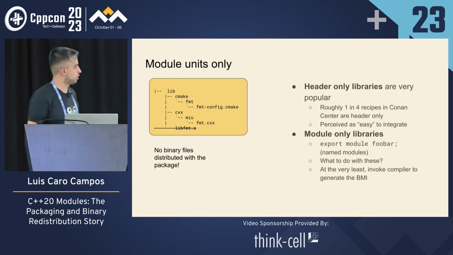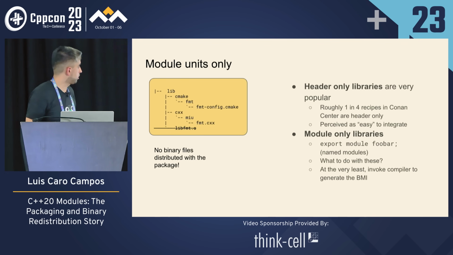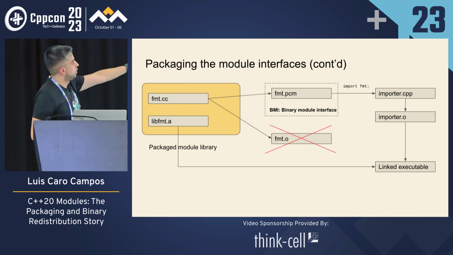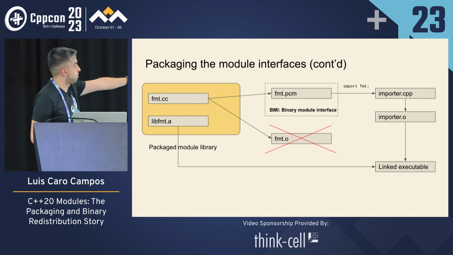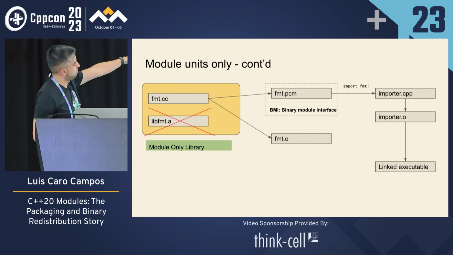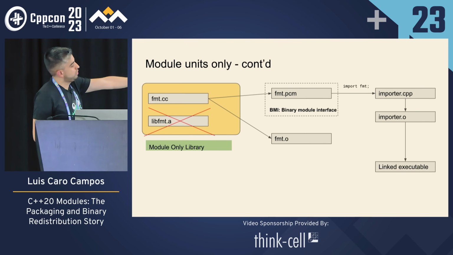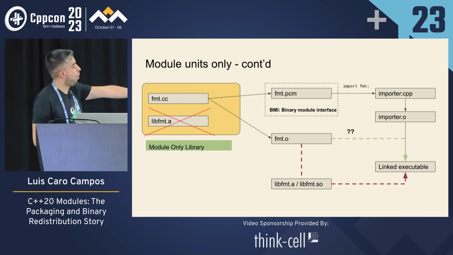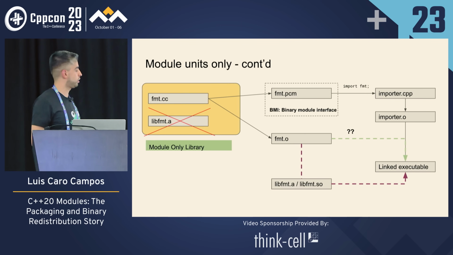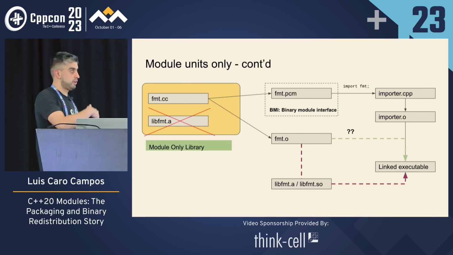At the very least, we know that we have to invoke the compiler to generate the BMI. And if we recall from a packaged module library with both the module interface and the library, we can generate both files. We discard the object files because we expect the symbols to be satisfied by the library. But if we only ship the module interface, we no longer have a library with symbols. So what do we do with that file? We can directly potentially link it to the executable, or we can also create a library as well. And the answer for this is, I'm not exactly sure what we should do, because we also run the risk of having the same symbols defined in multiple places.